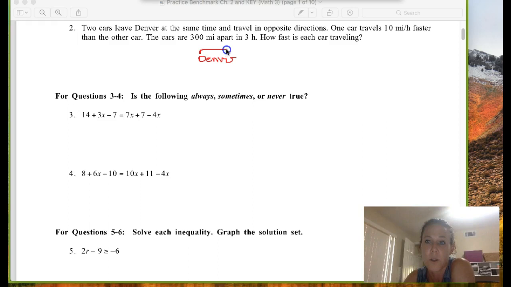One car travels 10 miles per hour faster than the other car. So here's the guys going in opposite directions. The cars are 300 miles apart. So I'm going to write 300 miles after 3 hours. All right, so they were in Denver, 300 miles apart after 3 hours. How fast is each car traveling?